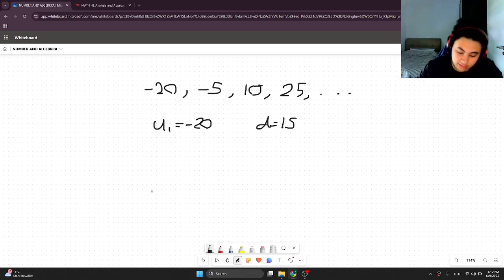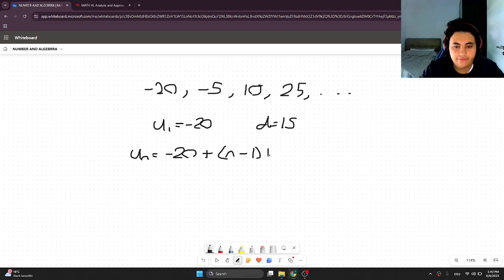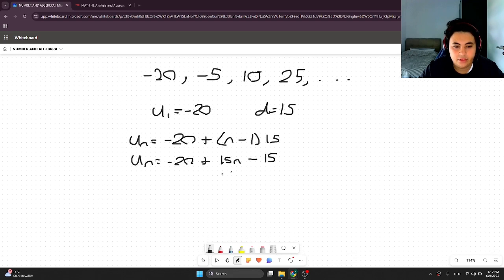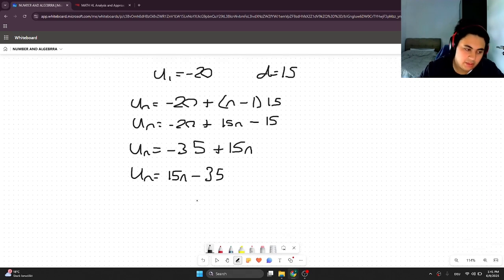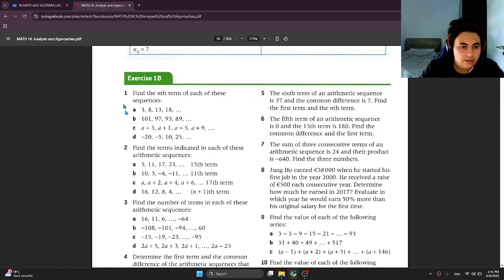Good. So the nth term is therefore un is equal to negative 20 plus (n minus 1) multiplied by 15. So un is equal to negative 20 plus 15n minus 15. un is equal to negative 20 minus 15, which is negative 35, plus 15n. We can rewrite it for it to look a little better: 15n minus 35. Okay, cool. So that's for the first question.